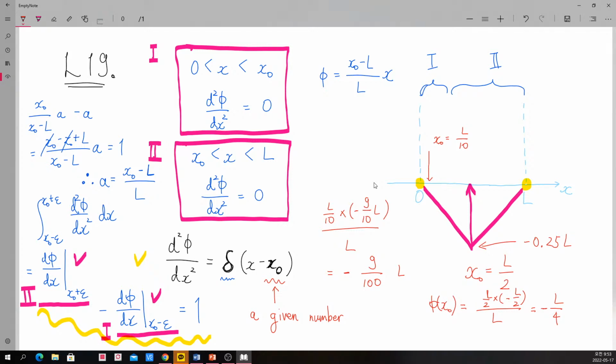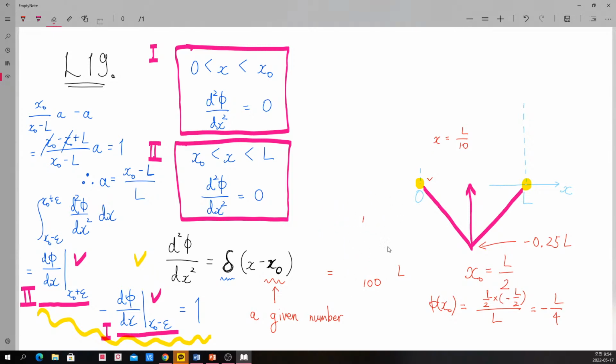Okay, so up to now I introduced how we can solve the Poisson equation with the Dirac delta function in a simple analytic way. Do you have any question on this explanation? Okay. Good.